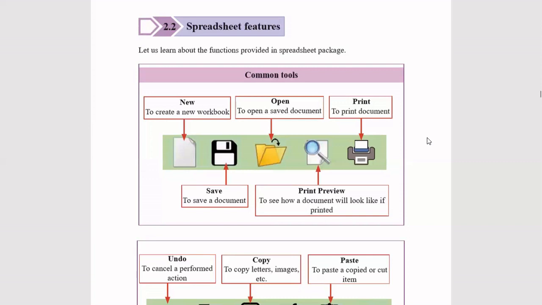And then comes Open. If you want to open an existing file, you can use it. Print, print preview. Before we print a document, it's always better to have a print preview to see how the document will look on your paper, with margins and spaces and all. You can view it and then print it.